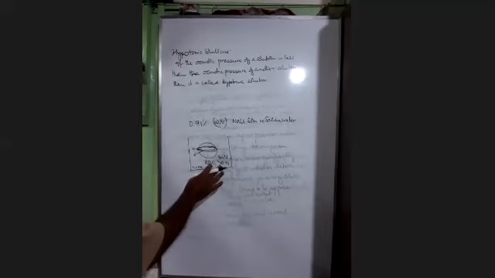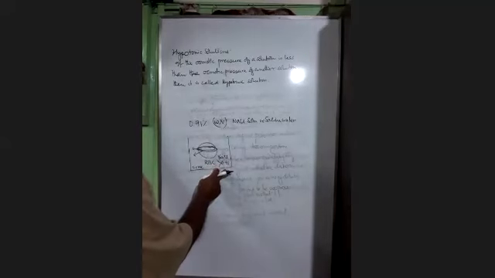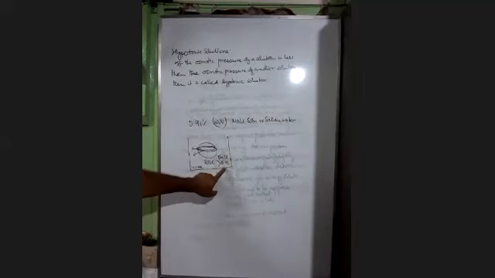Okay. So now what do you find? As you know, any colligative property depends upon the amount of the substance present. Here sodium chloride is more, so the osmotic pressure will be more. So this is a hypertonic solution.